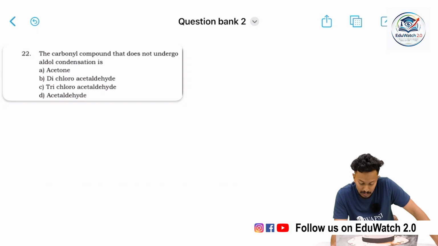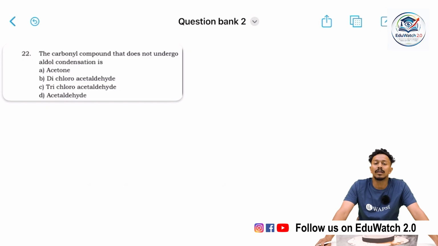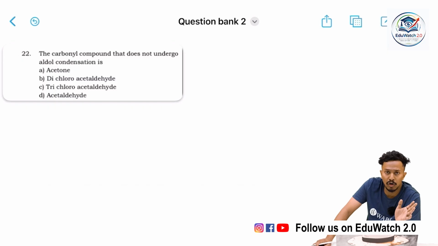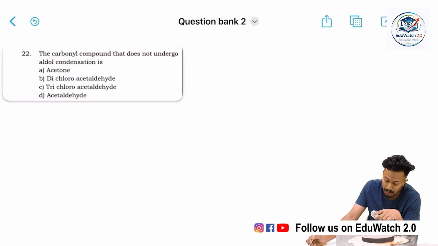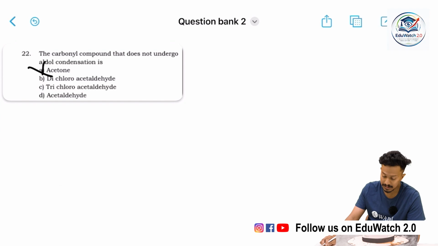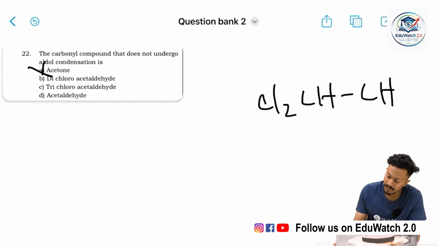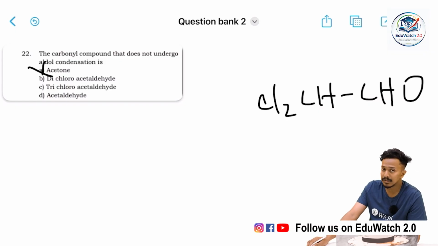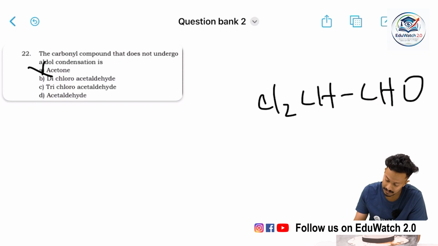The carbonyl compound that does not undergo aldol condensation is, right? What is meant by an aldol condensation reaction? It is a reaction of carbonyl compounds which have an alpha hydrogen atom, right? So, we need to find which compounds do not have an alpha hydrogen atom. Acetone does have an alpha hydrogen. Dichloroacetaldehyde does also have an alpha hydrogen atom. Trichloroacetaldehyde does not have an alpha hydrogen atom, right?